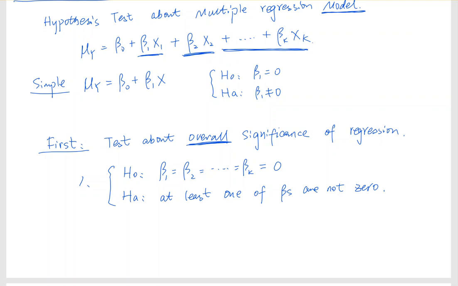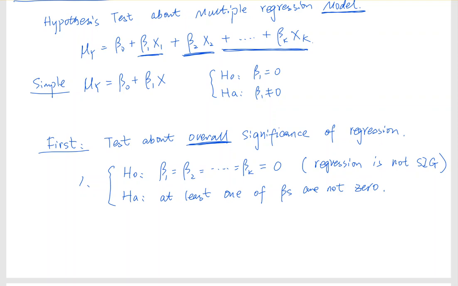Alright, so that means if the null hypothesis is not rejected, what does that mean? Let's say it this way: the regression is not significant.